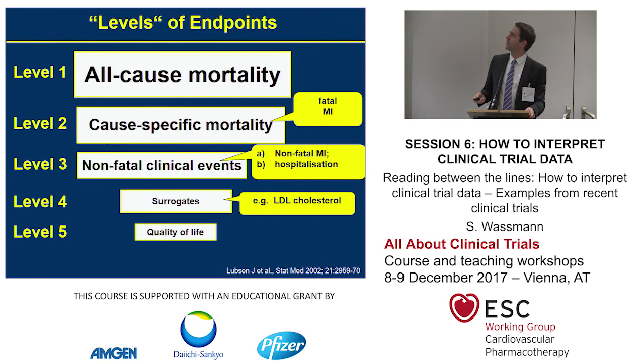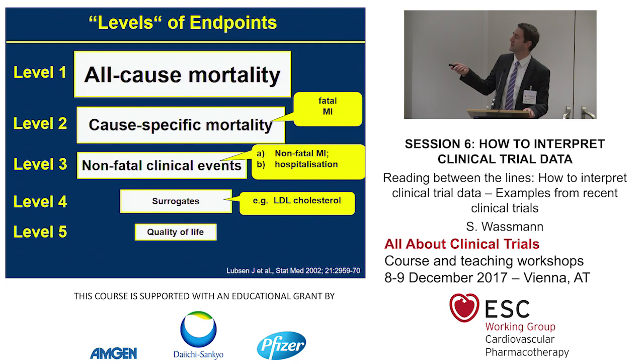Okay, now the levels of endpoints. The hardest endpoint is always all-cause mortality. Very difficult to achieve. You need many, many patients to see this. You have to wait for a very long time, or you need very sick patients. And that's the reason why, for example, heart failure trials still use this, because you have sick patients and people die, so you can count this. In many other trials, it's not possible to see differences.